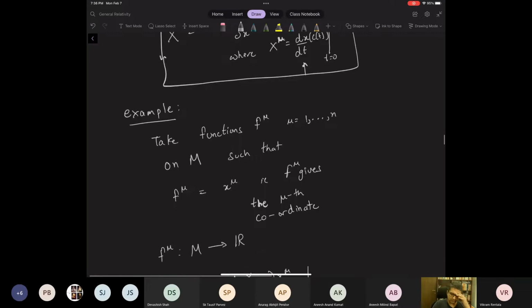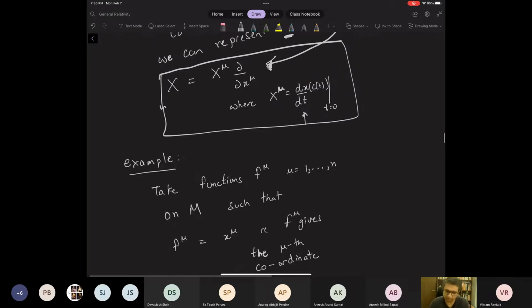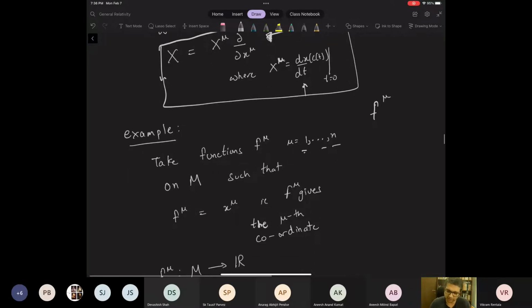Okay, so let's do a simple example. Let's take a particular function. I'll call it f mu, where mu can be 1, 2, or anything up till n. So I'm choosing one of these. And we're choosing this function on the manifold, at least within the coordinate patch.